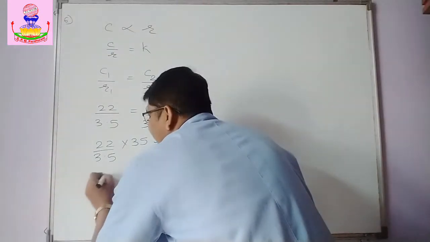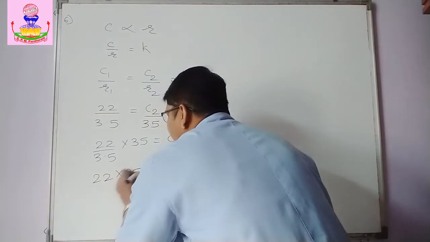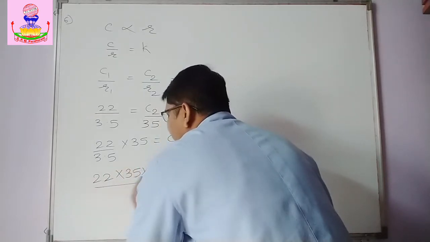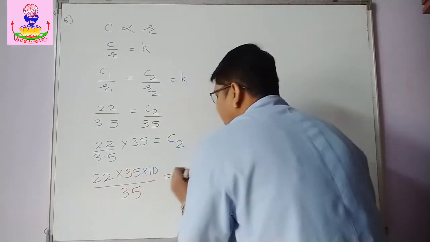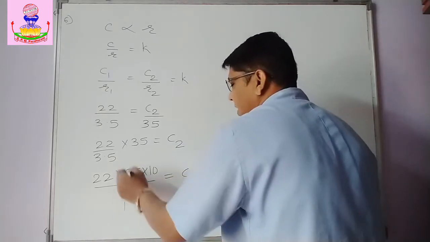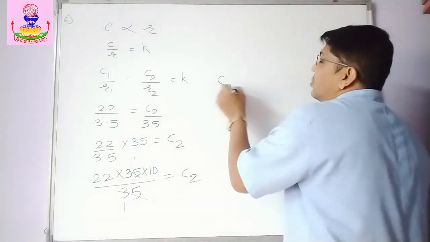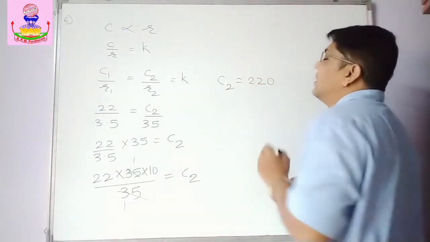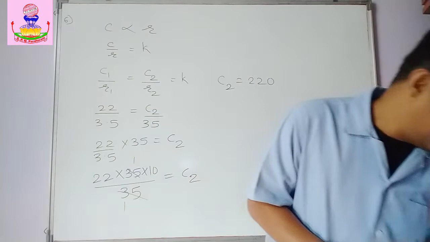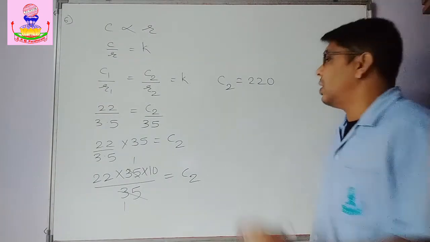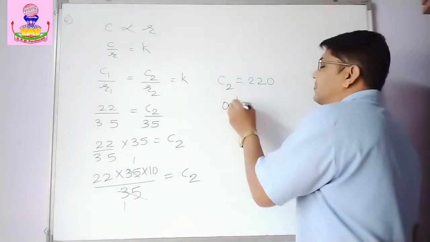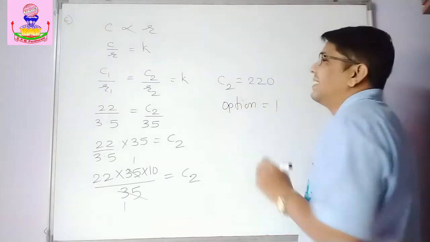Remove the decimal point from here. So you can write 10 in the numerator. I hope you understand. Upon 35. That is equal to C2. 35 ones are 35. And 22 tens are 220. So C2 is 220. That is circumference is 220 centimeter. Option 1.